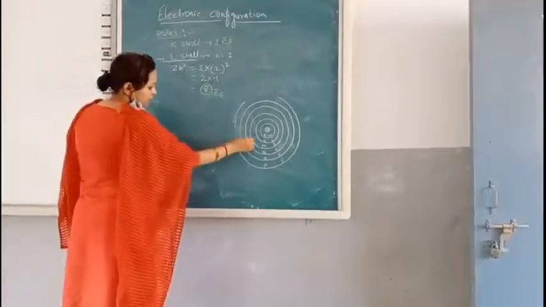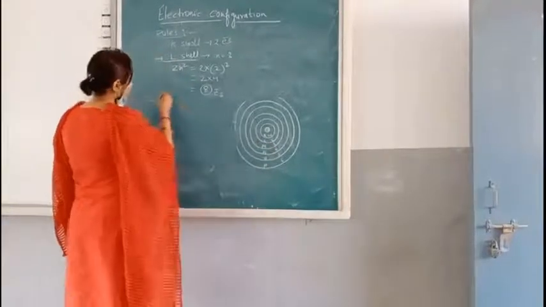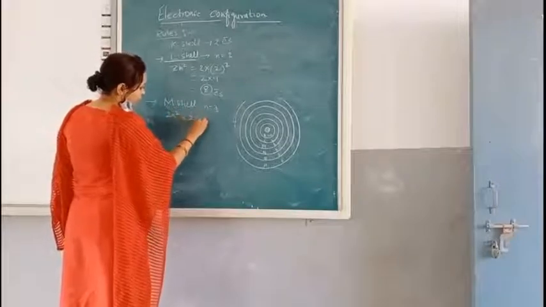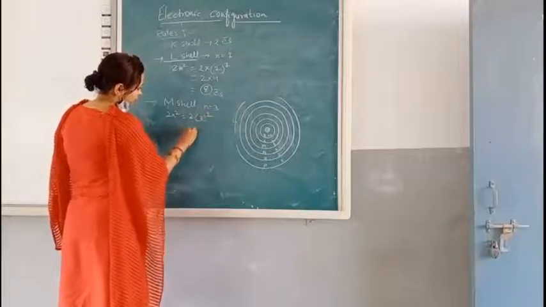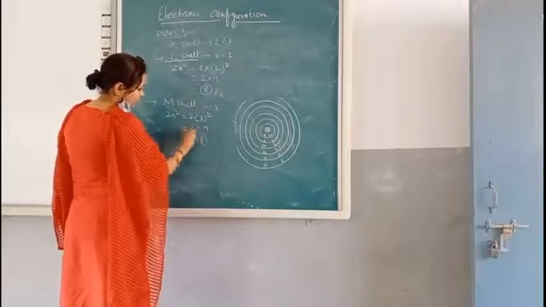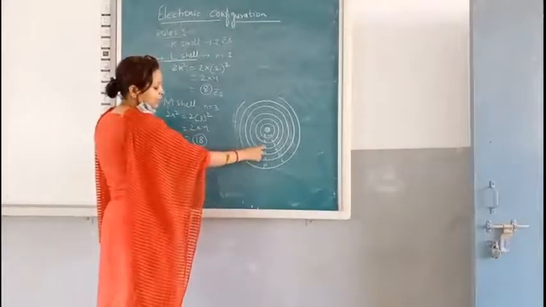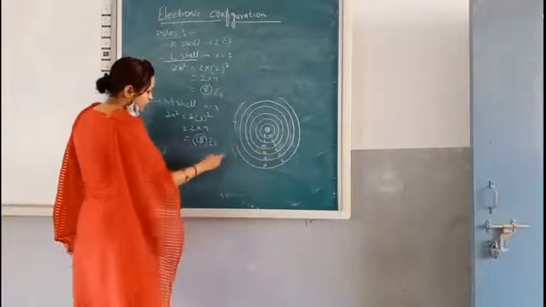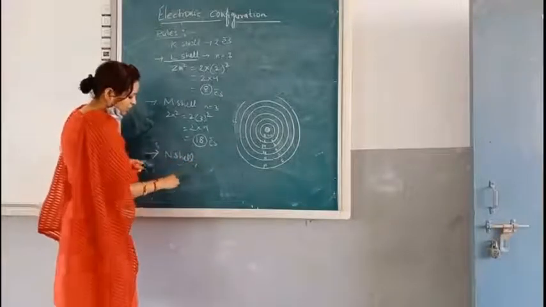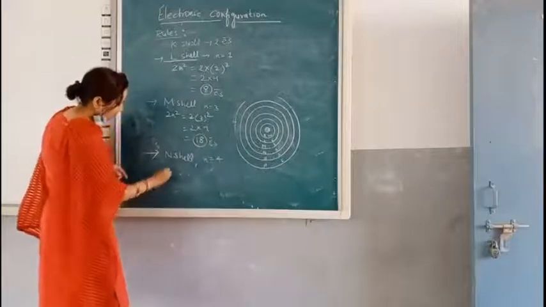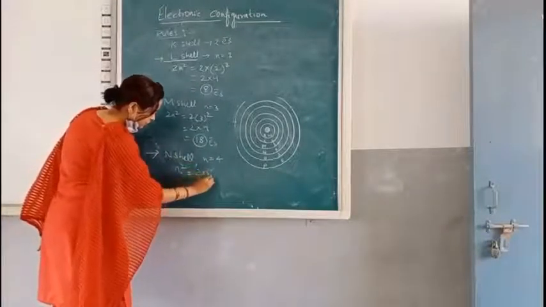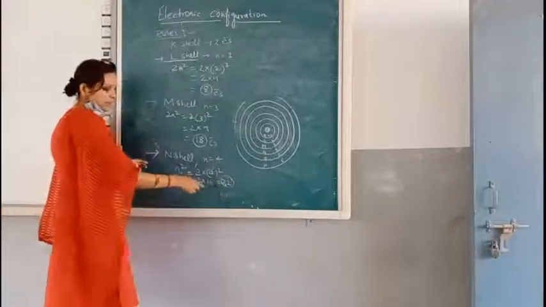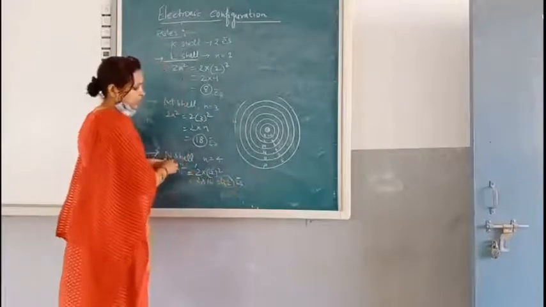Understood? Now we will see the next shell, that is the M shell, which is shell number 3. Okay. So the M shell, where n is equal to 3. So we will get 2 into 9, that is 18. So a maximum of 18 electrons can be accommodated in shell number 3, that is in the M shell. Okay. Next is the N shell, which is shell number 4. The N shell is shell number 4, so here n is equal to 4. Okay, so applying this formula of 2n square, you will get the number of electrons. How much? 32. So there are a maximum of 32 electrons which can be accommodated in the N shell.